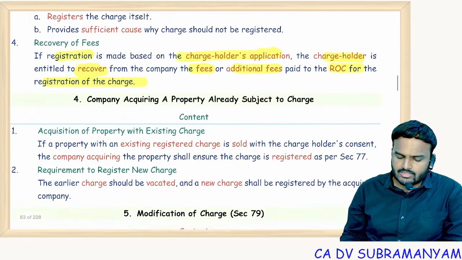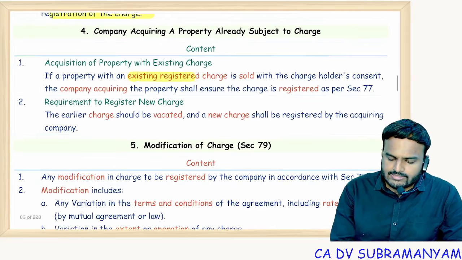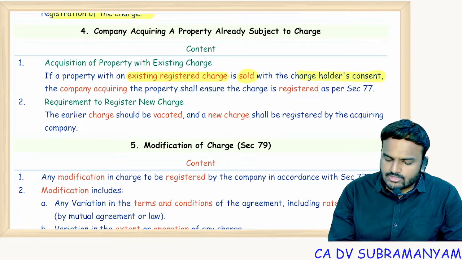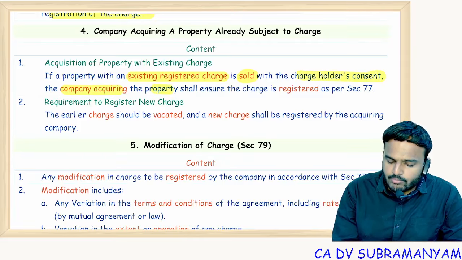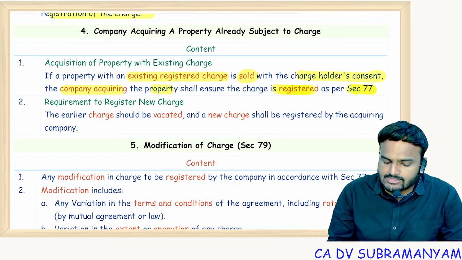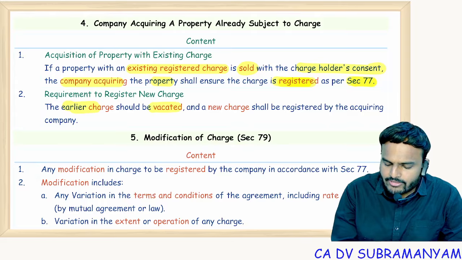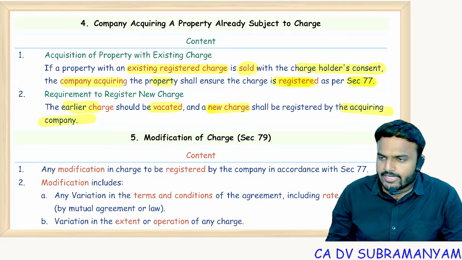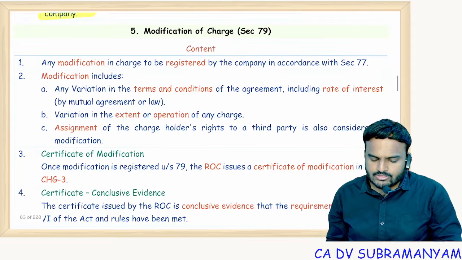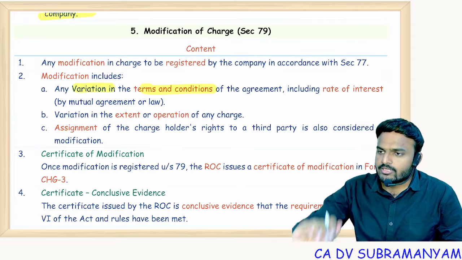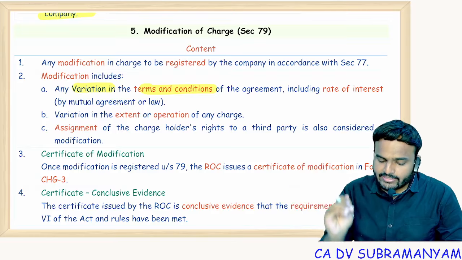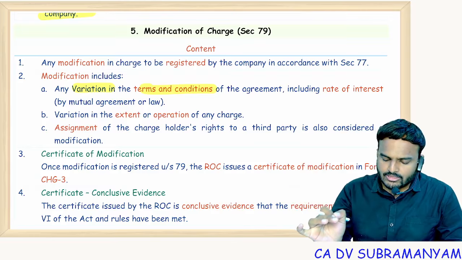Let's see the material. Property with an existing registered charge is sold with the charge holder's consent. Now the company acquiring the property shall register the charge as per Section 77. The earlier charge should be vacated, and a new charge should be registered by the acquiring company. Modification of charge, any variation, loan enhancement, rate reduction, everything is to be registered.